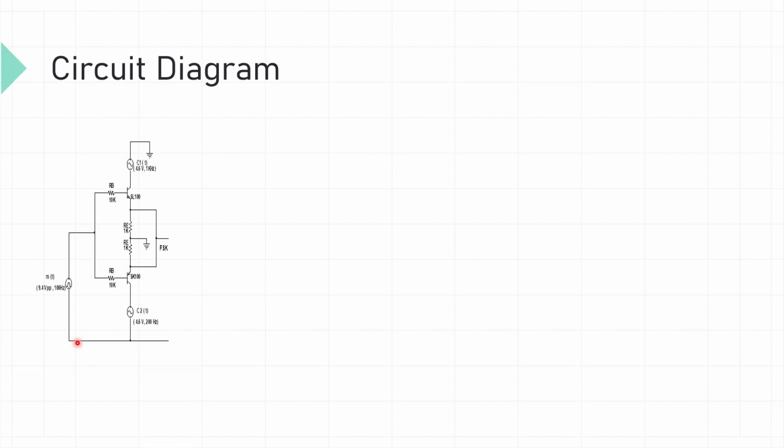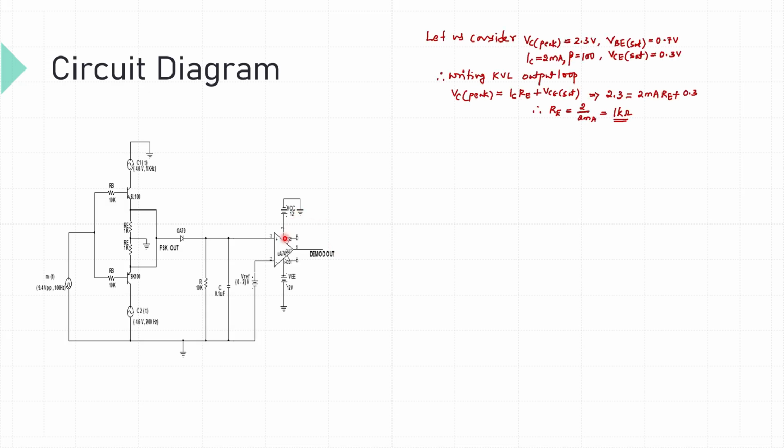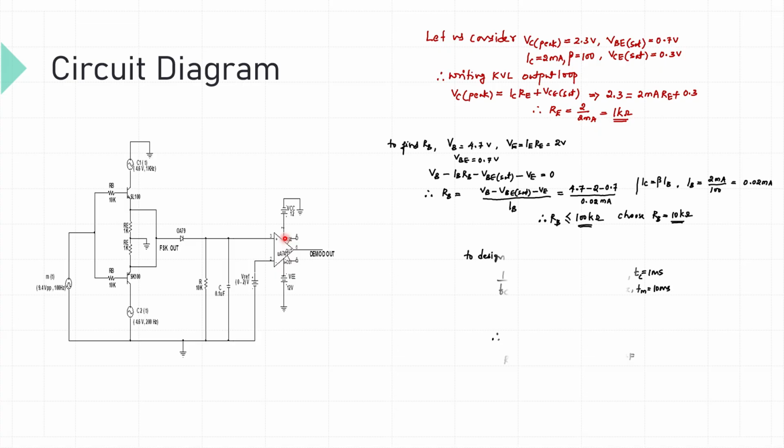This part of the circuit represents FSK generation, this part represents the diode detection, and this part represents the message demodulation. The design equations are the same for all the three circuits. The analysis of the circuit is very simple.